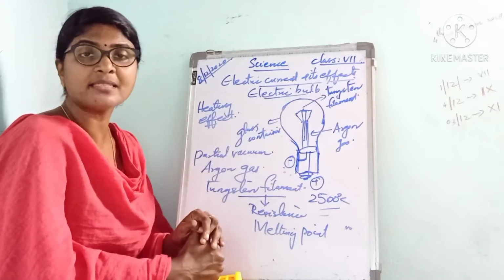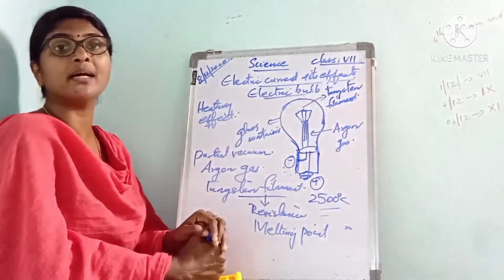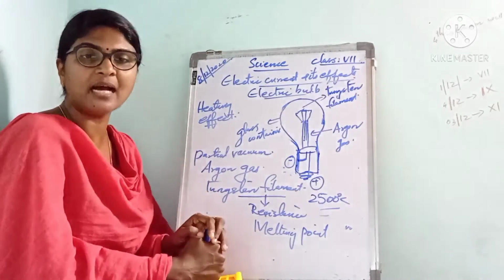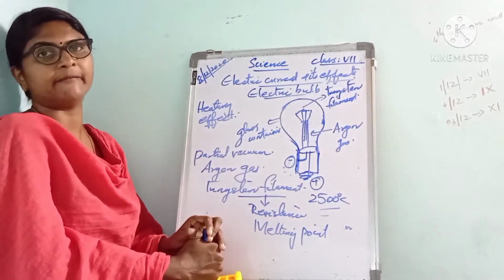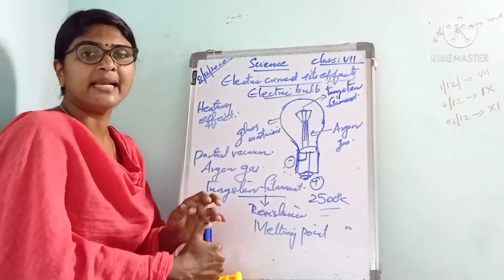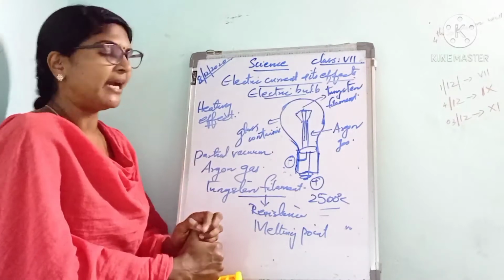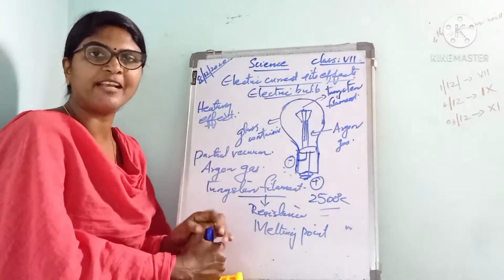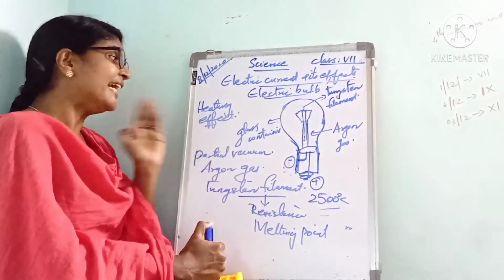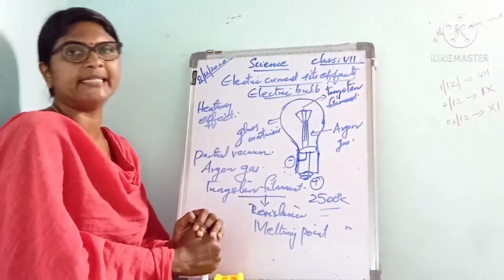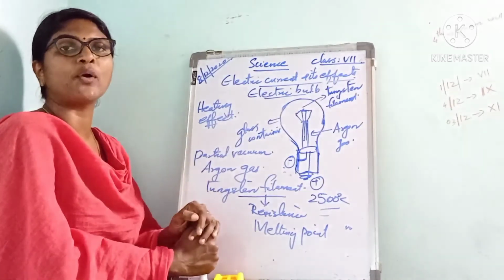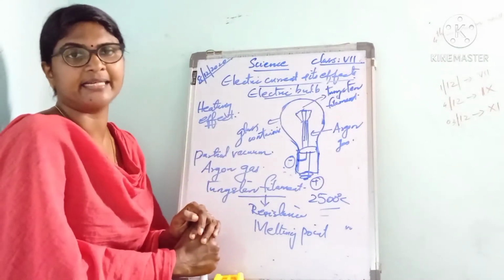Argon gas protects the very hot tungsten filament from burning out, and it also prevents the bulb from breaking. That is about the electric bulb. What is the basic principle of an electric bulb? The working principle of an electric bulb is the heating effect of electric current.